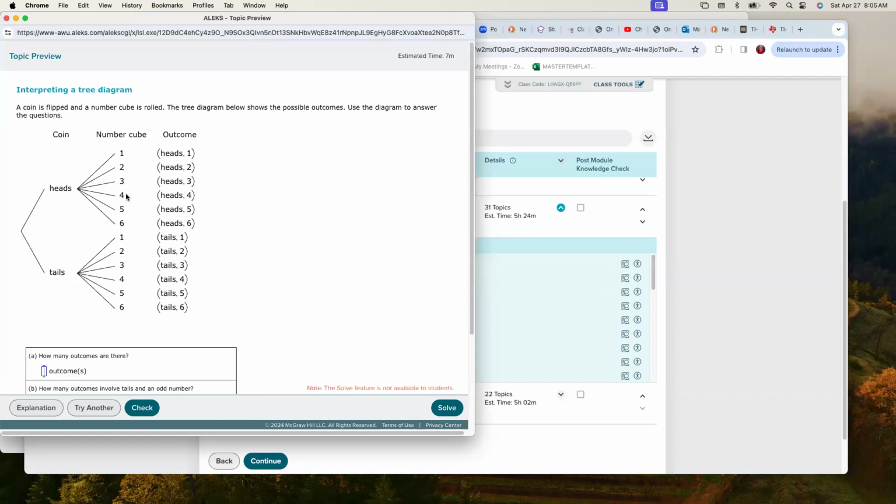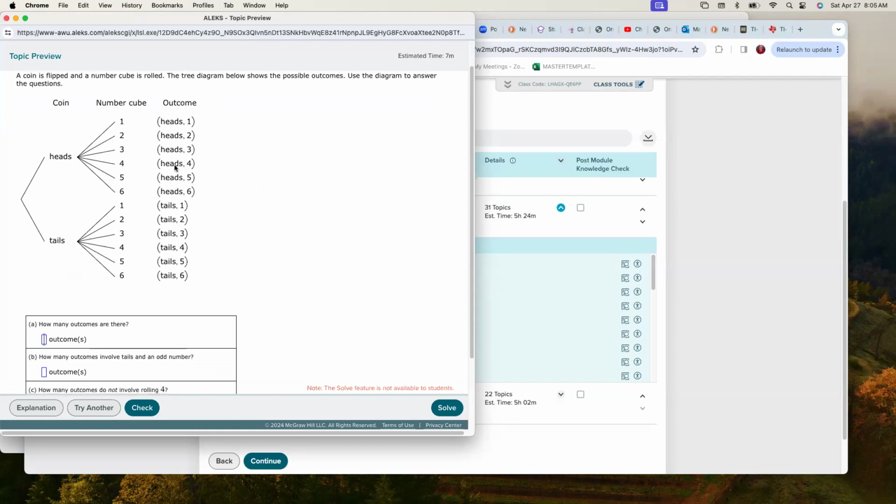Okay, so we got one here with 2 and 6, but again, I could list them all out using the tree, but I could quickly get these if there are 2 outcomes here and 6 on the second one, right, with the number cube. If I just multiply 2 times 6, I'm going to get 12 very easily here for the 12 outcomes, and I wouldn't have to list all this.